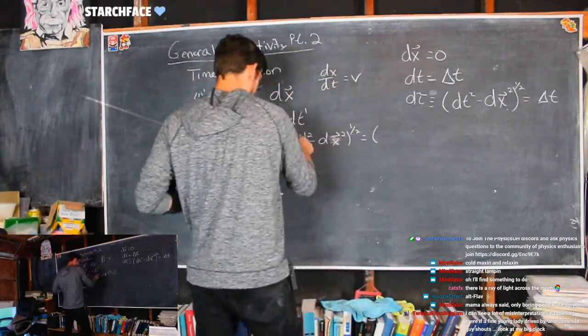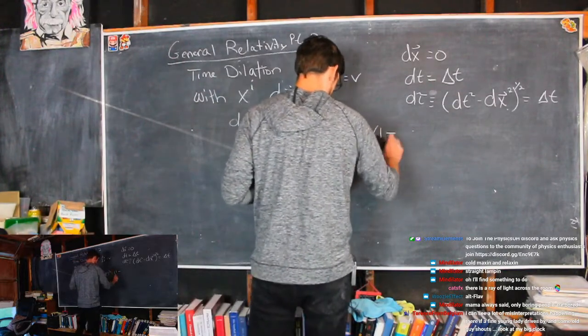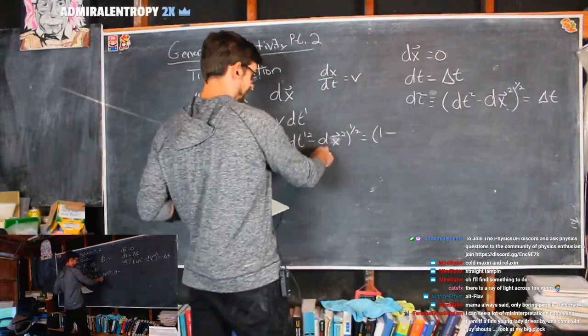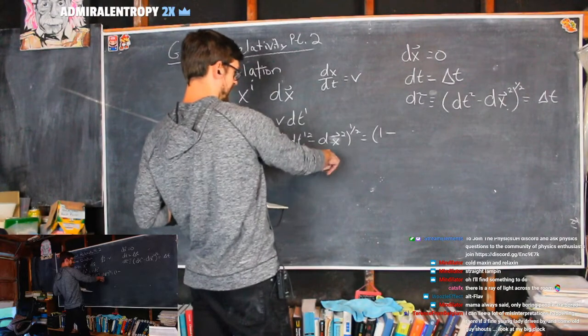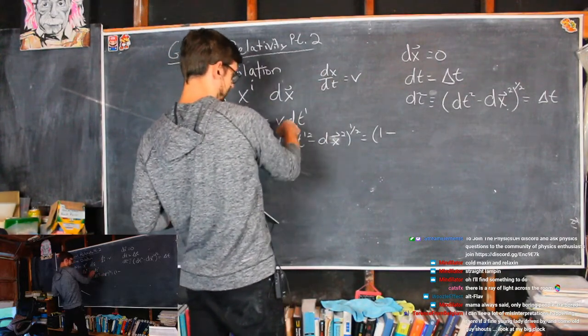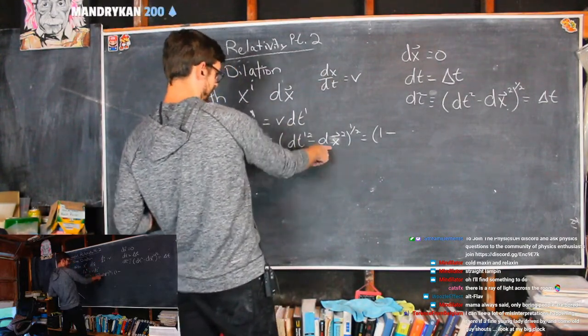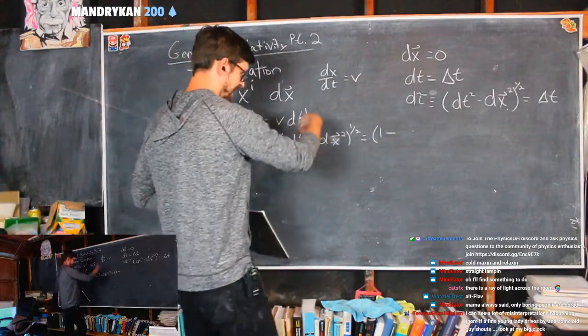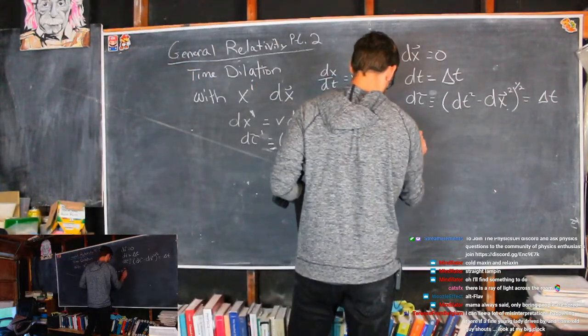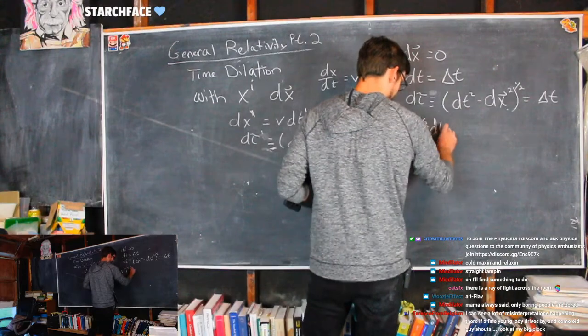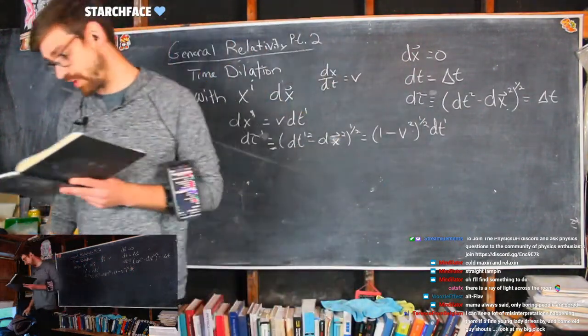Well, we have dt prime here, so it's going to be 1. We're going to pull that out. And then we also have a v squared from here, because x squared is going to equal v times dt, squared. So when we square this, we're going to pull out the dt prime. Okay? So we have a new coordinate system.